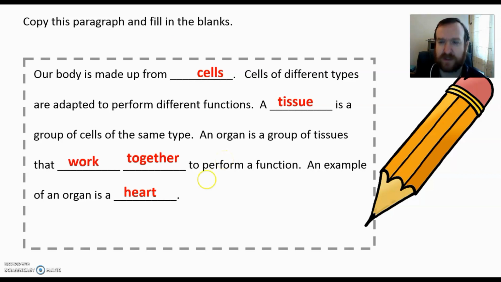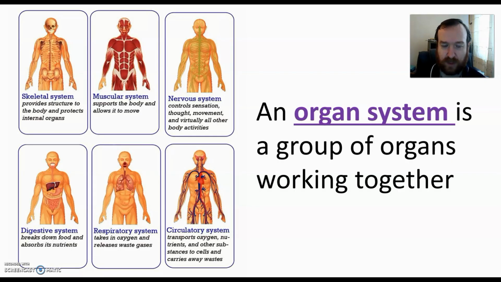But as I said, we're looking at organ systems this week. An organ system is a group of organs that work together. So just like we have cells grouped together to make a tissue, and tissues grouped together to make an organ, if we group organs together, we get organ systems. These are 6 important organ systems that you need to know about: the skeletal system, the muscular system, the nervous system, the digestive system, the respiratory system, and the circulatory system. There's more, but these 6 are really important.